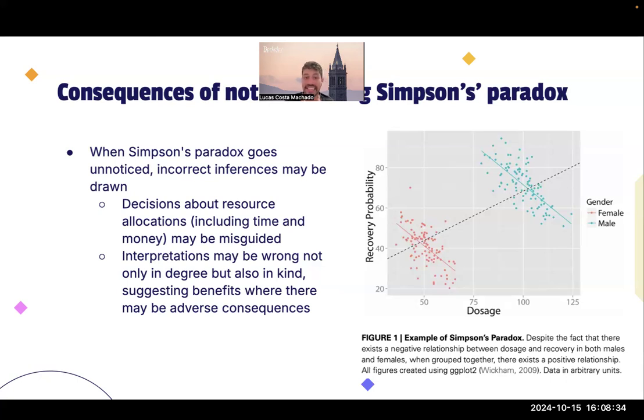So we have completely different actions and decisions that we can make if we only look at the aggregated level data or if we look at it segmented by gender.